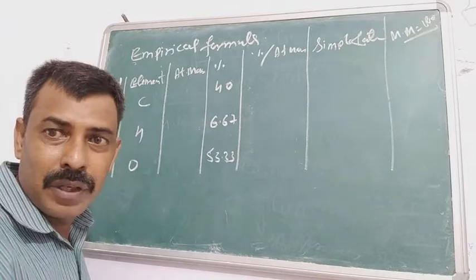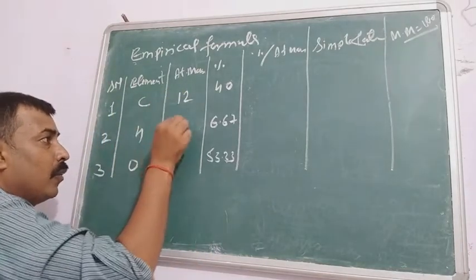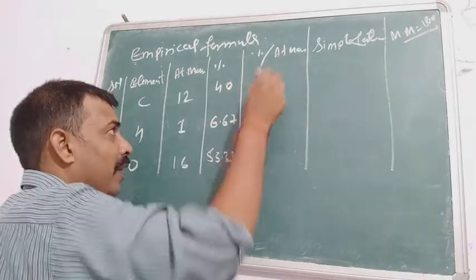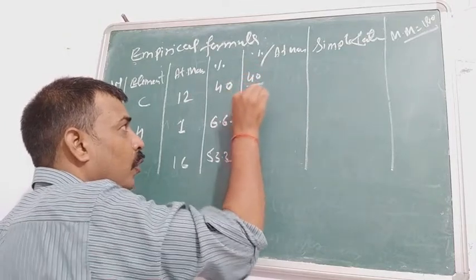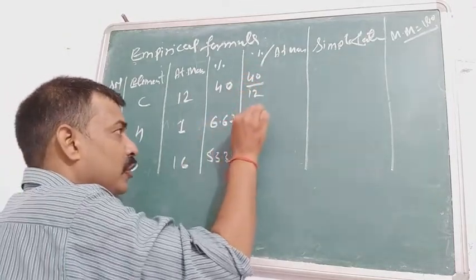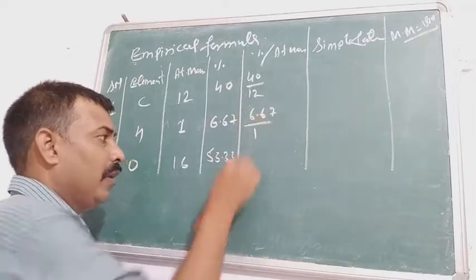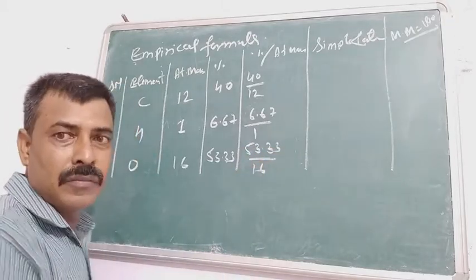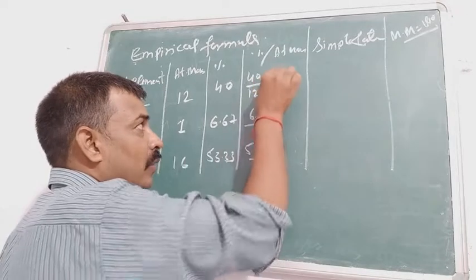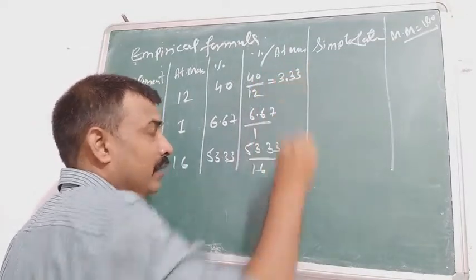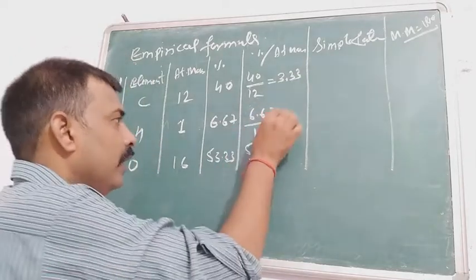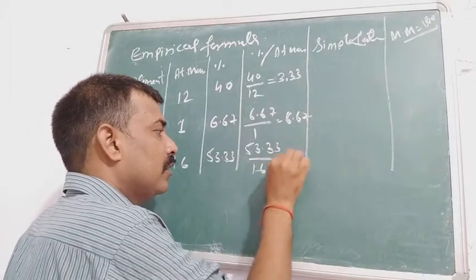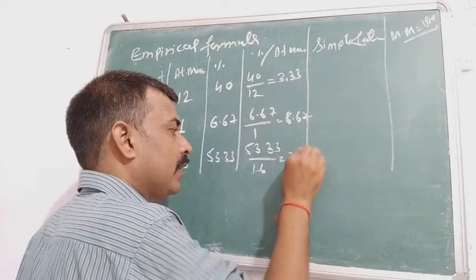Now we are writing the atomic masses. You know well about the atomic mass of carbon, that is 12, hydrogen 1 and oxygen 16. Now percentage by atomic mass, that is 40 by 12, 6.67 divided by 1 and 53.33 divided by 16. What will be the value? 40 divided by 12 is 3.33 approx. In this one 6.67, and in this case 53.33 divided by 16 is 3.33.